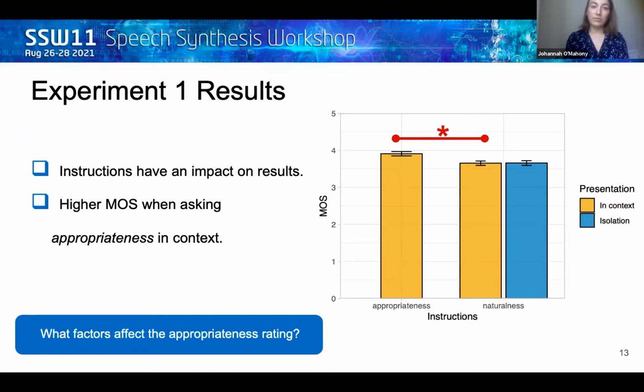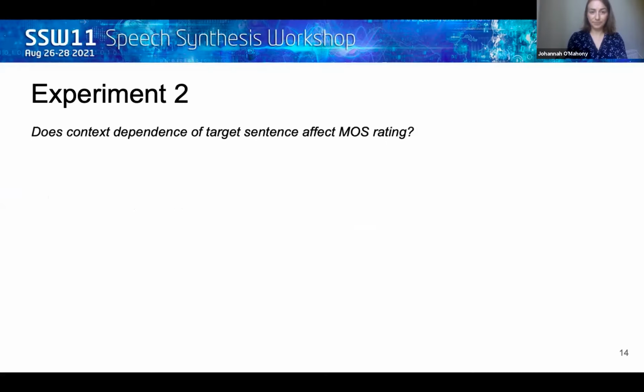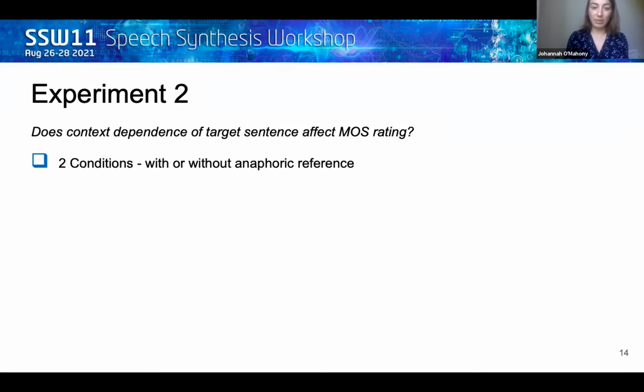So in order to look at that, we decided to look first at textual characteristics. In experiment 2, we wanted to look at the context dependence of the target sentence and see if this impacted the MOS rating. We would hypothesize that if sentences sound better when they have a context sentence, then we should see differences between sentences that don't need context to be understood and sentences that do need context. So we had 2 conditions, with or without references that needed to be disambiguated. Every subject heard both conditions, but never the same sentence in both conditions.